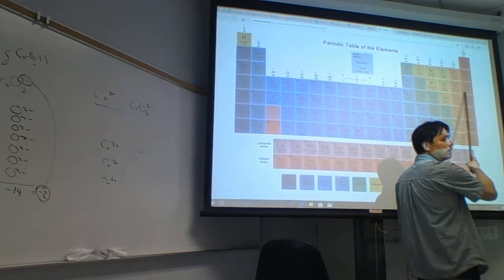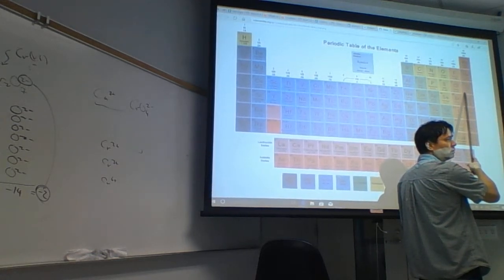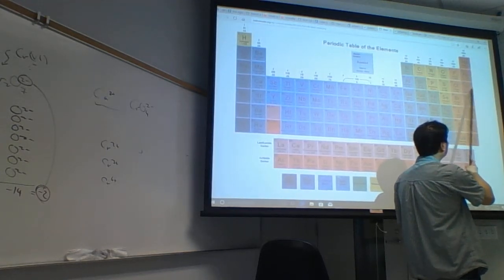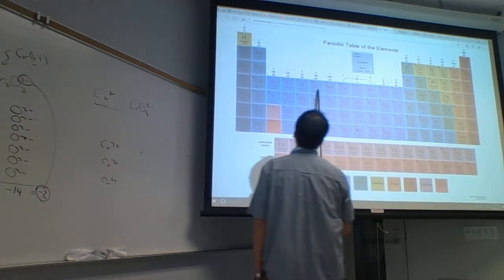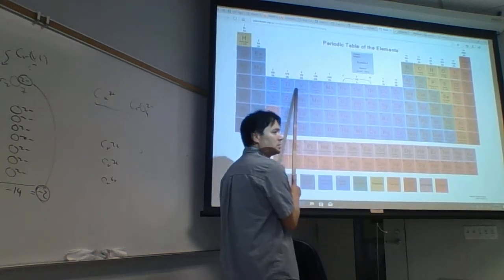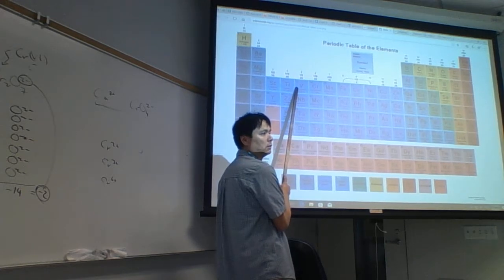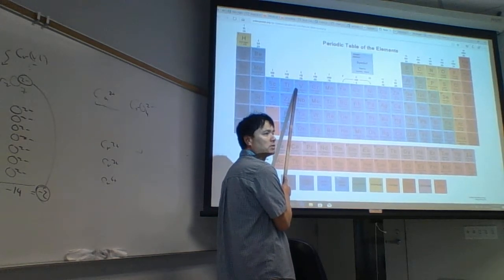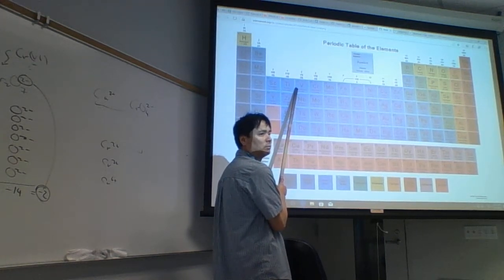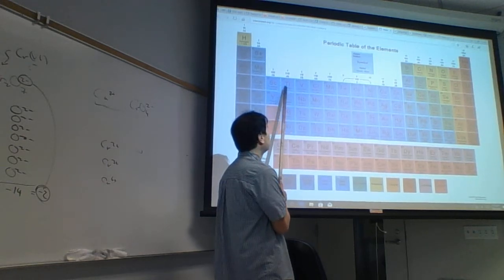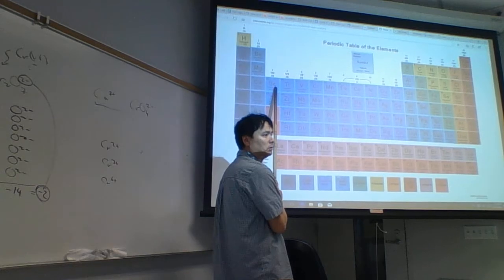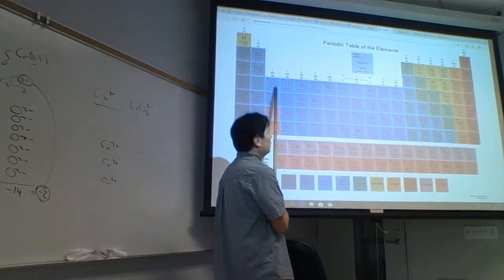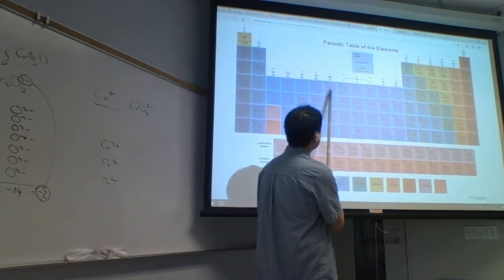Would it go to +7? Would chromium go to +7? No, because we go past 18. And so chromium won't. Will vanadium go +6? Vanadium won't go +6. What's the max vanadium will go? +5. What's the max titanium will go? What's the max scandium will go? +3. And then let's go the other way.